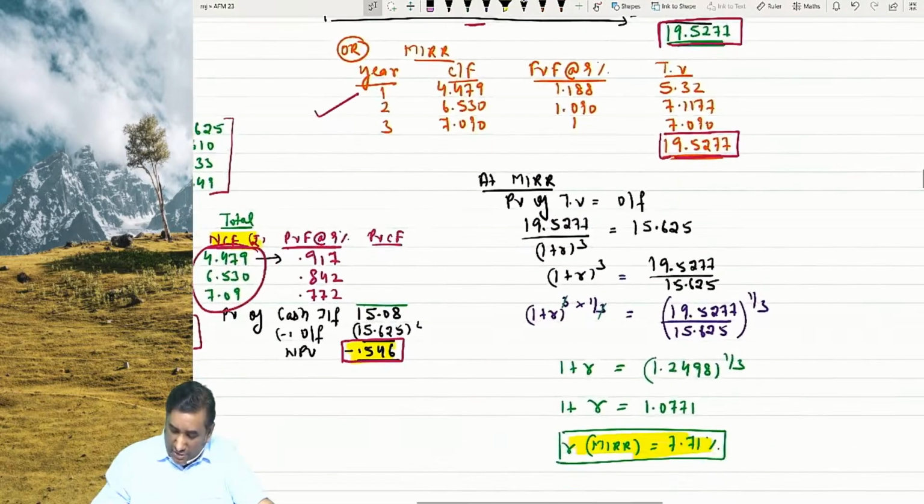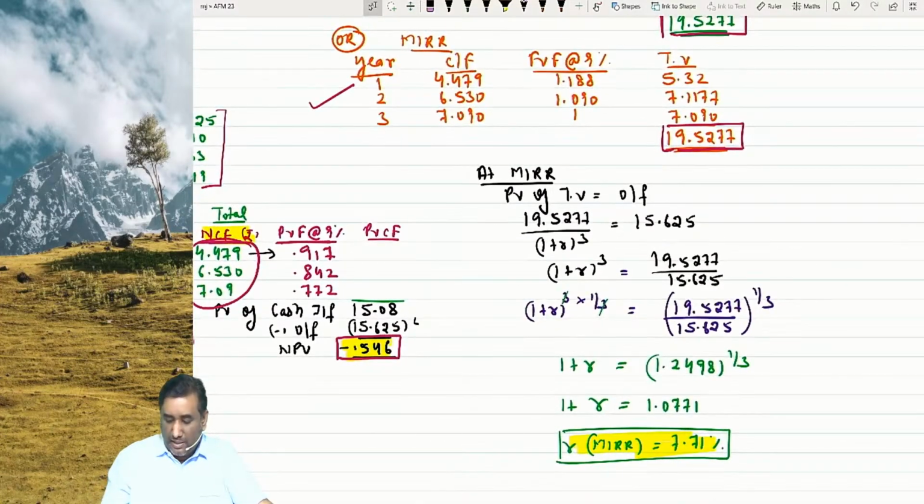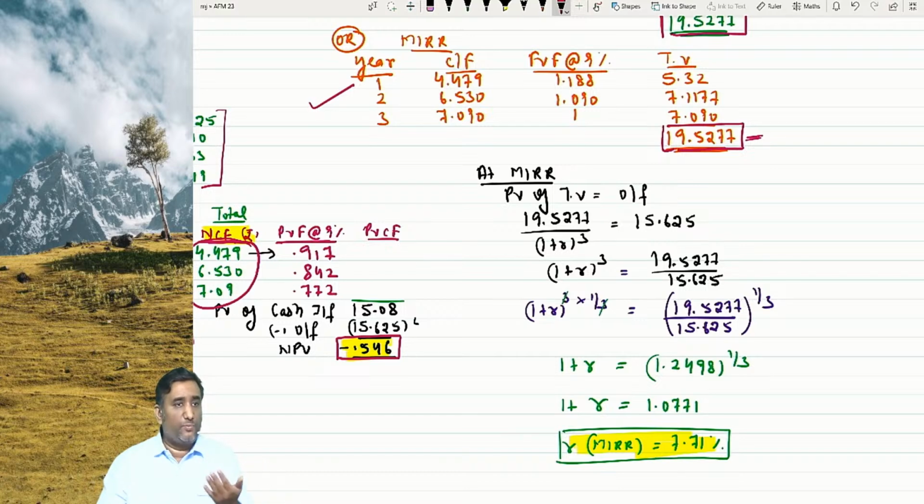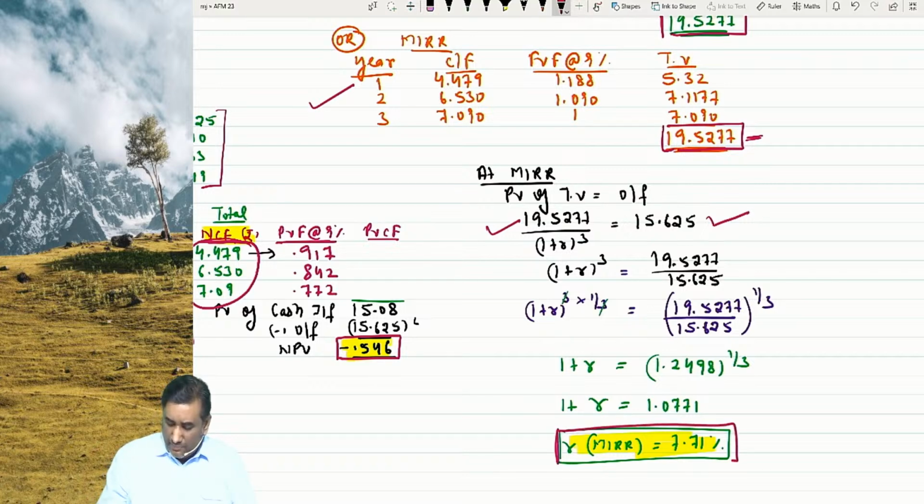This is actually the presentation you can do in the exam after our part. At modified IRR, this is nothing but a compound amount. Compound amount divided by 1 plus r to the power 3 should be equal to principal. In other words, terminal value divided by 1 plus r to the power 3 should be equal to what? 15.625, and when I solve this I get r as 7.71.